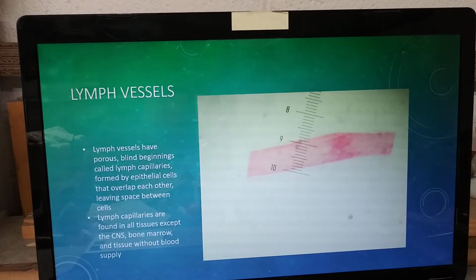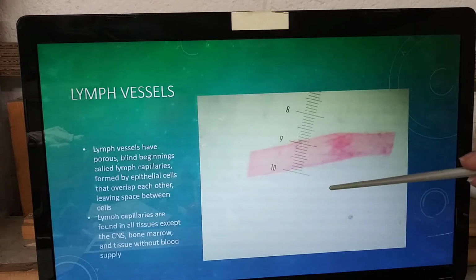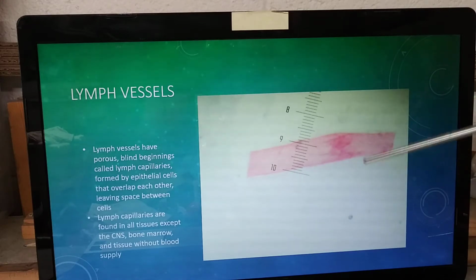The lymph vessels themselves, they're interesting in their structure, and in your textbook it's in figure 12.2. They have porous, blind beginnings, which means that they have a dead end to them. They're called lymph capillaries, the smallest ones, and they're formed by epithelial cells that overlap each other and leave space in between those epithelial cells where fluids can go in and out. You can see a picture of one here that's magnified. Actually, I'm not sure what that scale is, but they're tiny.